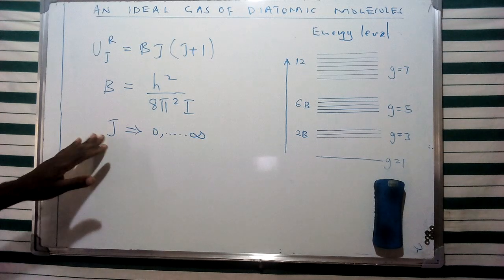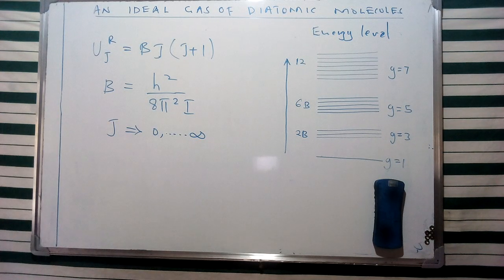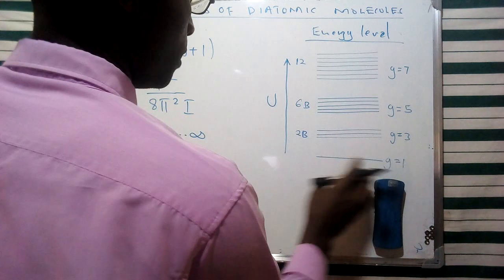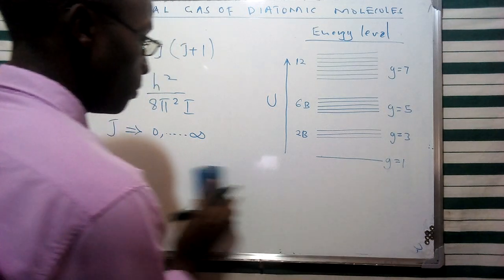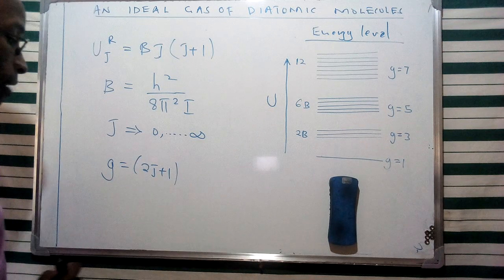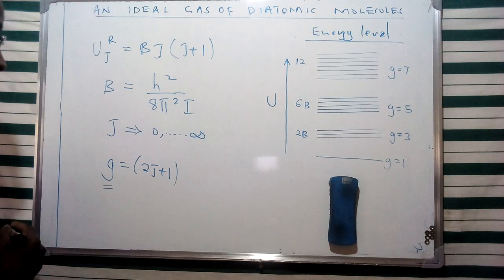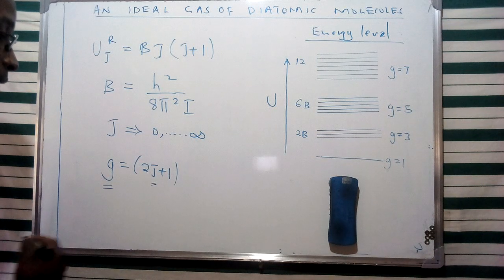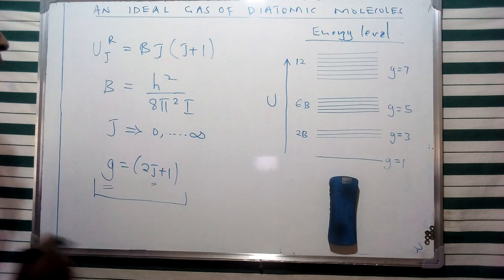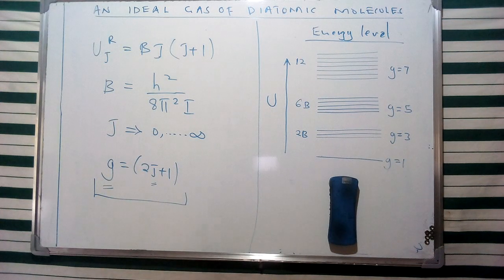So the relationship between the value of J and B can be described using the rotational energy level diagram for a diatomic molecule, which I've given in this specific case. We can obtain this value for G, which is given as 2J plus 1, whereby G represents a degeneracy and J is the rotational quantum number. This creates a relationship between G, J, and B, and that explains the energy level diagram which I've put on my right.